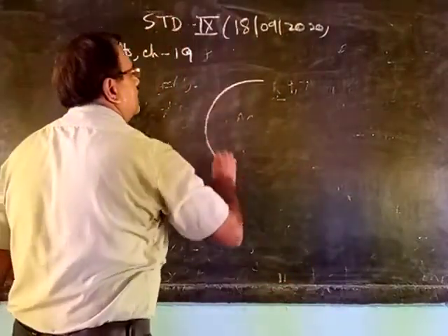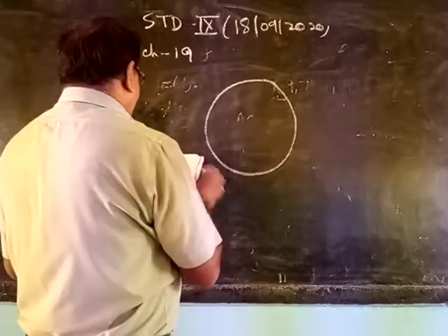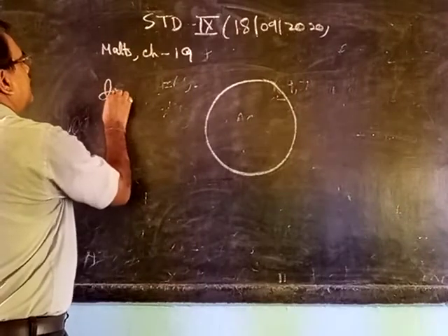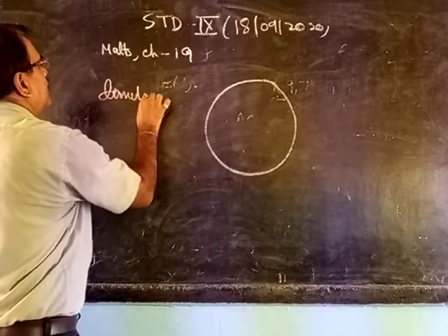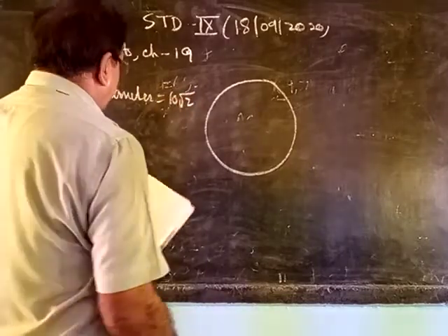Given a circle, right? The diameter of the circle is given: 10 root 2 units.